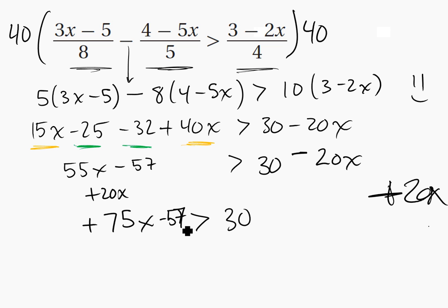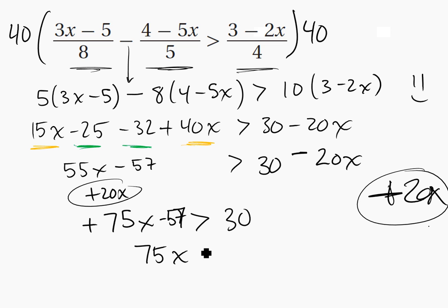You know, let me slow down and make sure I got this right. So I added 20x to both sides, and 55 plus 20 is 75. And then I'm going to now add 57 to both sides. So I get that 75x is greater than 87. That's 30 plus 57 is 87.